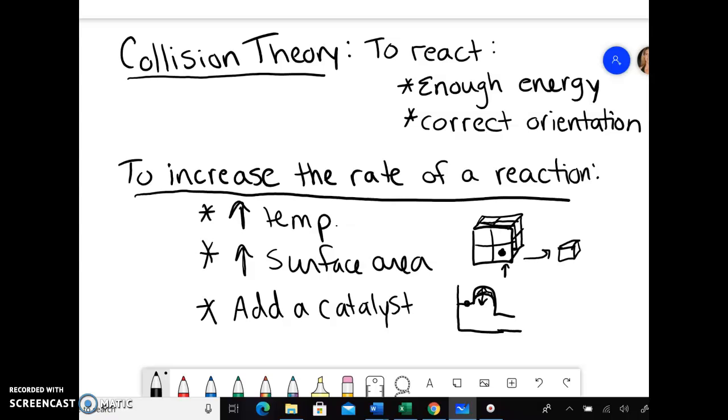Then you could also do some things like stirring it. That's going to provide more collisions, which would hopefully give you more effective collisions as well. And when you watch the Edpuzzle for today, you'll be able to see some of these as well.